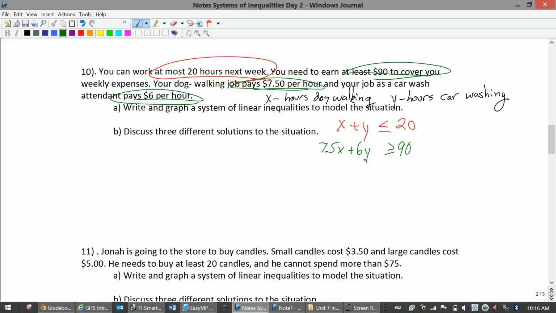So now we want to graph these to determine the solutions that are possible. So to do that, we're going to just make an XY graph. Do we need any other quadrants? Do we need 2, 3, or 4? Or should we just stay in the top right of the XY graph? We'd get negative hours walking. That won't make sense. So we'll just keep it in this first quadrant. Start at 0. Label your axes: X was hours dog walking, and Y was hours car washing.